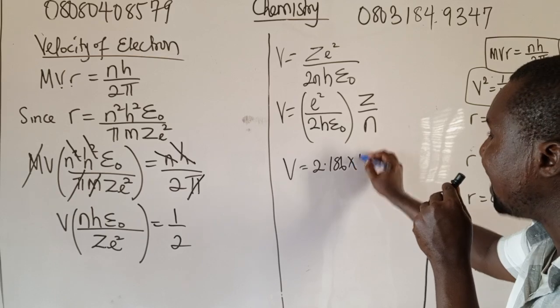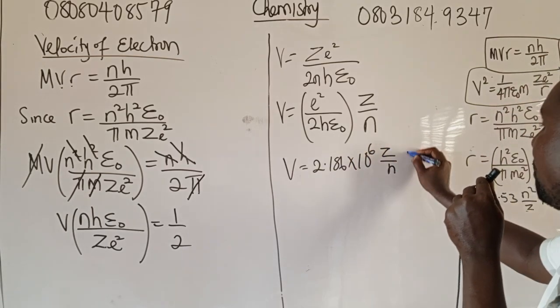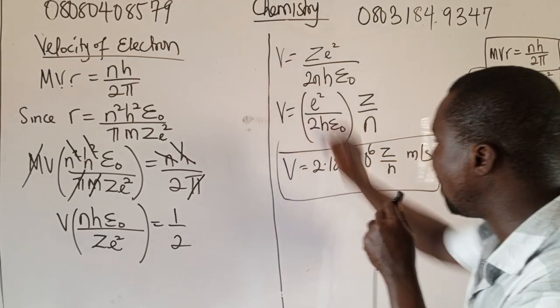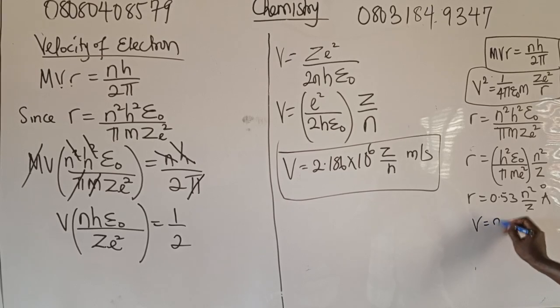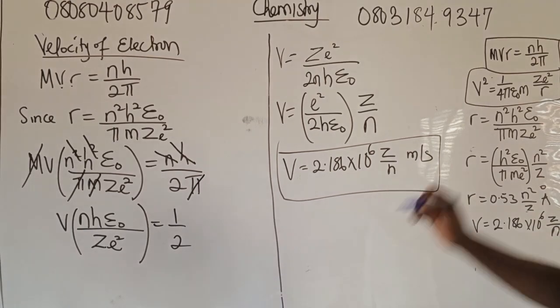2.186 times 10 raised to power 6 Z over n meters per second. Take note, that is the formula for what? Velocity. Let me quickly write it here: V equals 2.186 times 10 raised to power 6 Z over n meters per second. That's velocity.